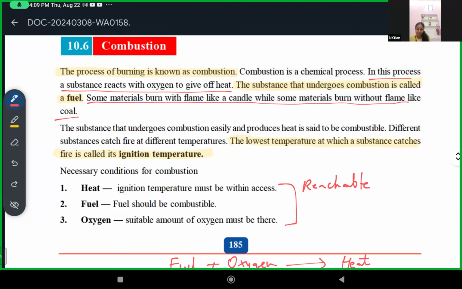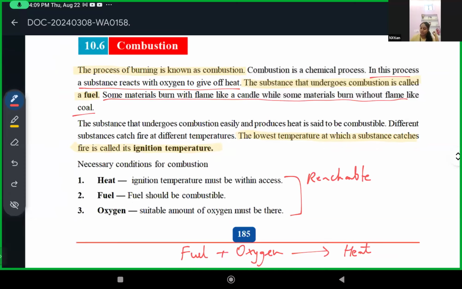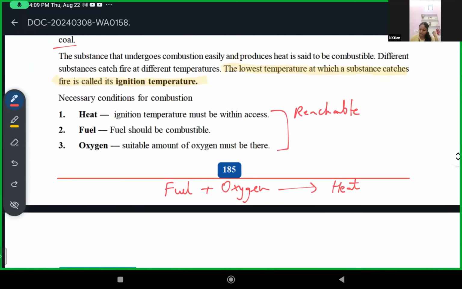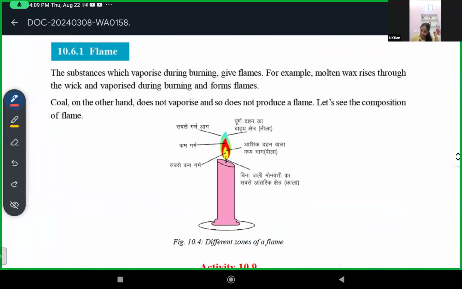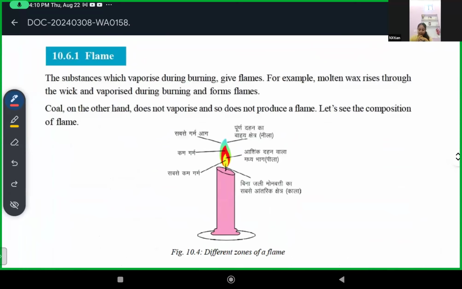Okay. So this process, combustion, is actually the process of burning. That's right. And this is the combustion reaction or burning. Then we have a flame. What happens? Substances which vaporize during burning.